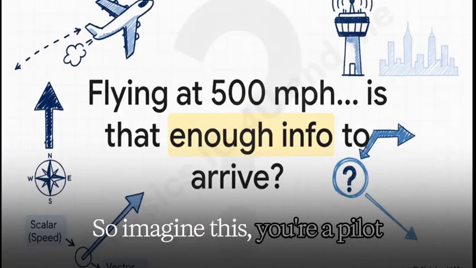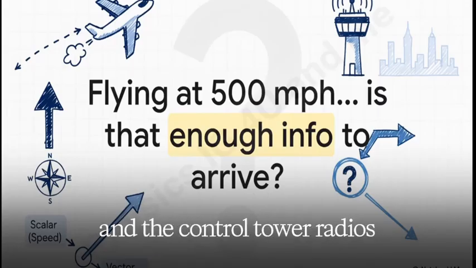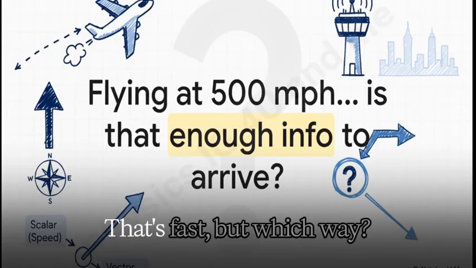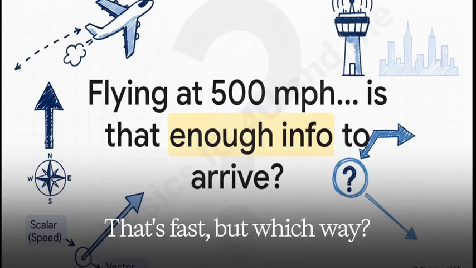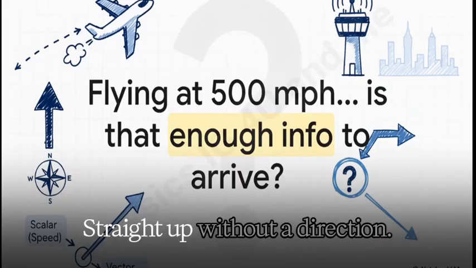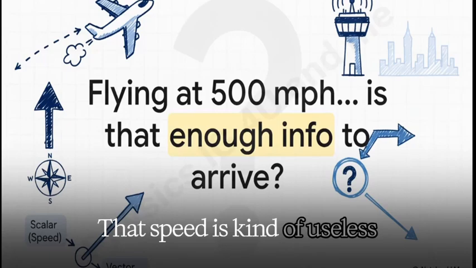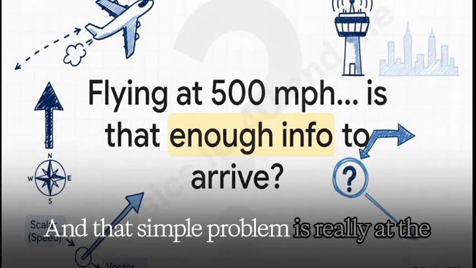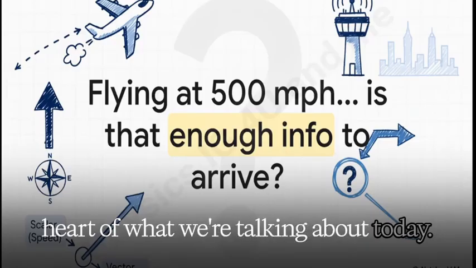So imagine this. You're a pilot, and the control tower radios in, fly at 500 miles per hour. Okay, great. That's fast. But which way? North, south, straight up? Without a direction, that speed is kind of useless if you're trying to get from, say, London to New York. And that simple problem is really at the heart of what we're talking about today.